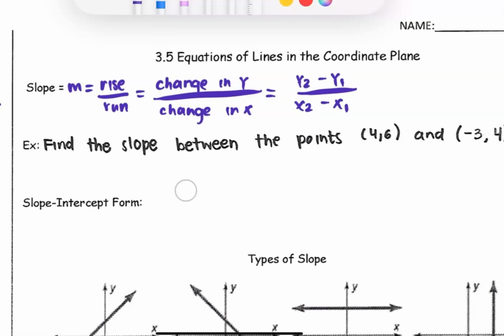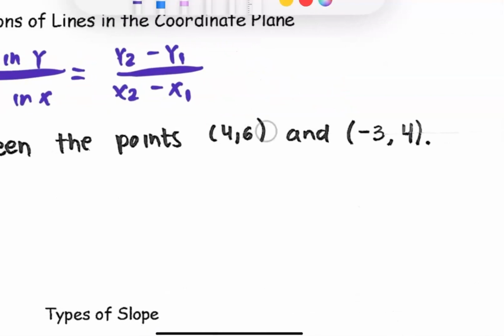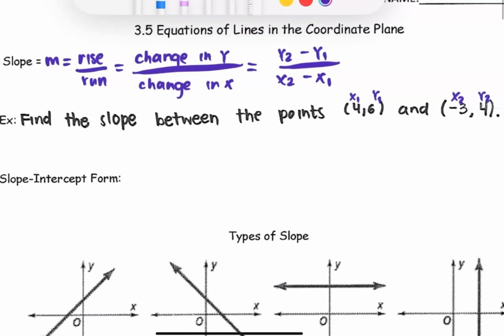Now we're going to go over a quick example to find the slope between these 2 points. They give me this point first, so that means we have x1, y1. They give me this point second, so he has x2, y2. Now I'm ready to plug into my formula, which is y2 minus y1, all of that over x2 minus x1.